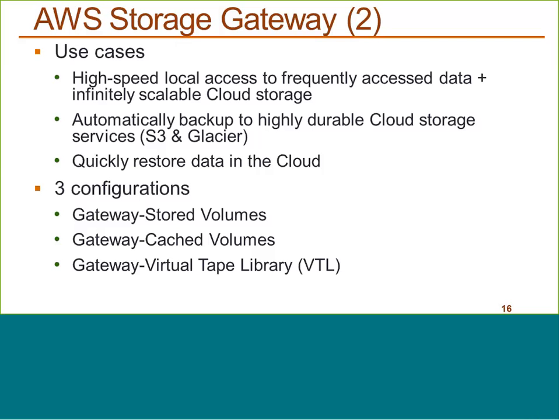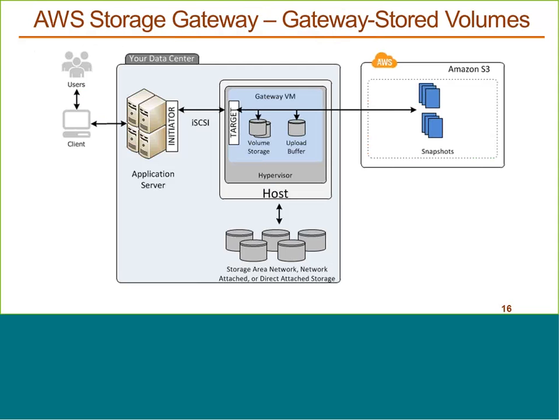So gateway stored volumes. Again, the left side is the data center, and the right side is the Amazon cloud. In a gateway stored volume, the storage gateway virtual machine essentially creates the backup. It's only backing up to the S3, and we contrast this with the gateway cached volume.